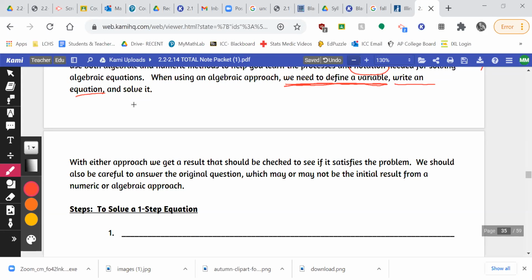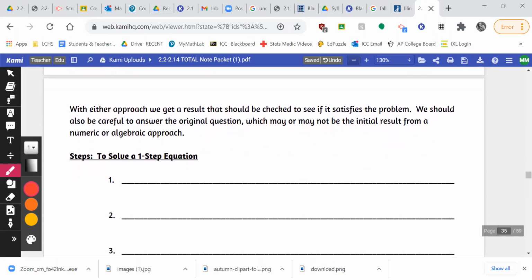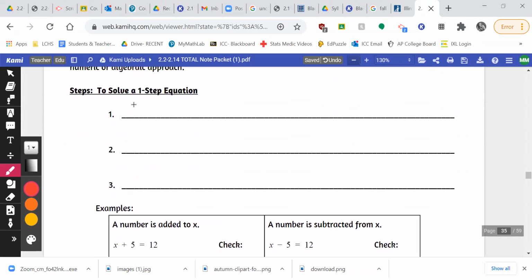So with either approach, we get a result that should be checked to see if it satisfies the problem. We should also be careful to answer the original question, which may or may not be the initial result from a numeric or algebraic approach.